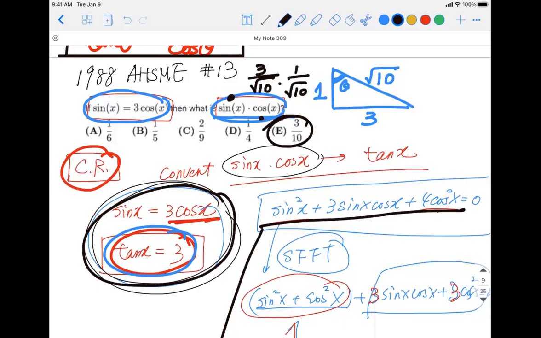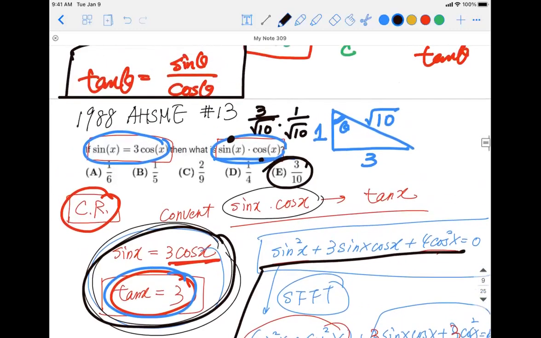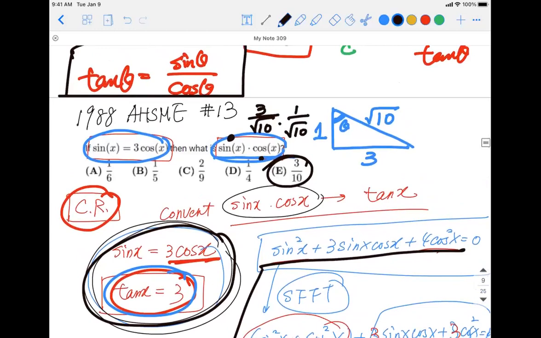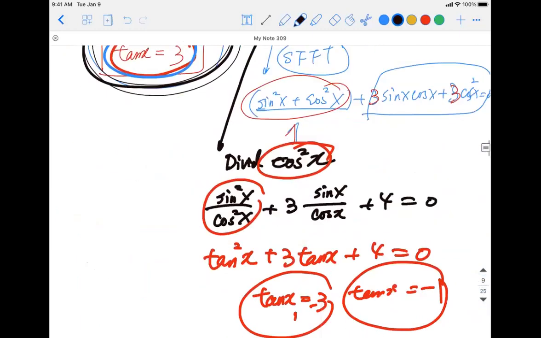Fairly understandable, right? So the trick for this problem tells us that as long as you see sine and cosine, convert it into tangent. As long as you see tangent, and the question asks you to do some calculation, don't waste your time. Directly construct a triangle, and from the triangle, you will be able to get the value. So far, so good? Perfect. If all good, let's go to our second problem.